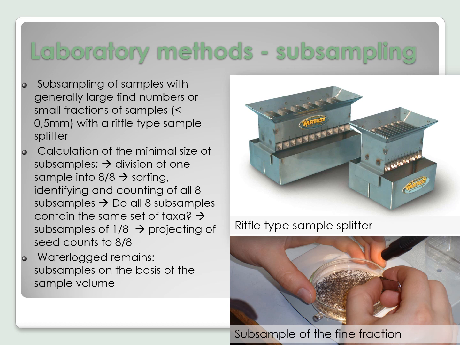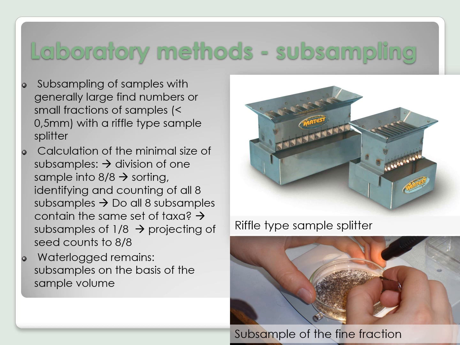If there are subsamples that do not contain all botanical taxa, 1/4 of a subsample would be more appropriate. In most cases, subsamples of 1/4 are sufficient for the smallest fraction. For waterlogged samples, other methods must be used.